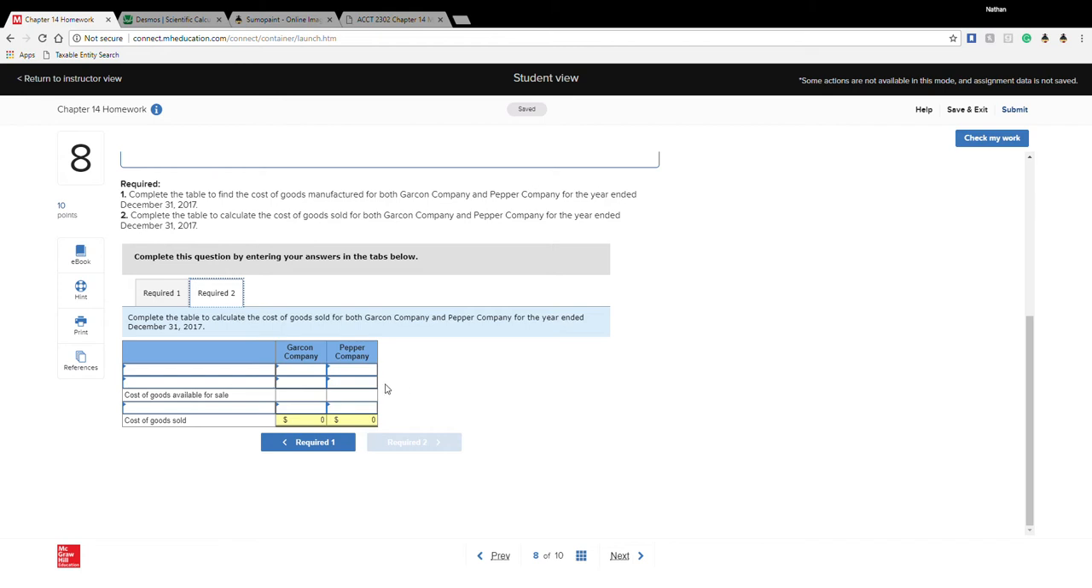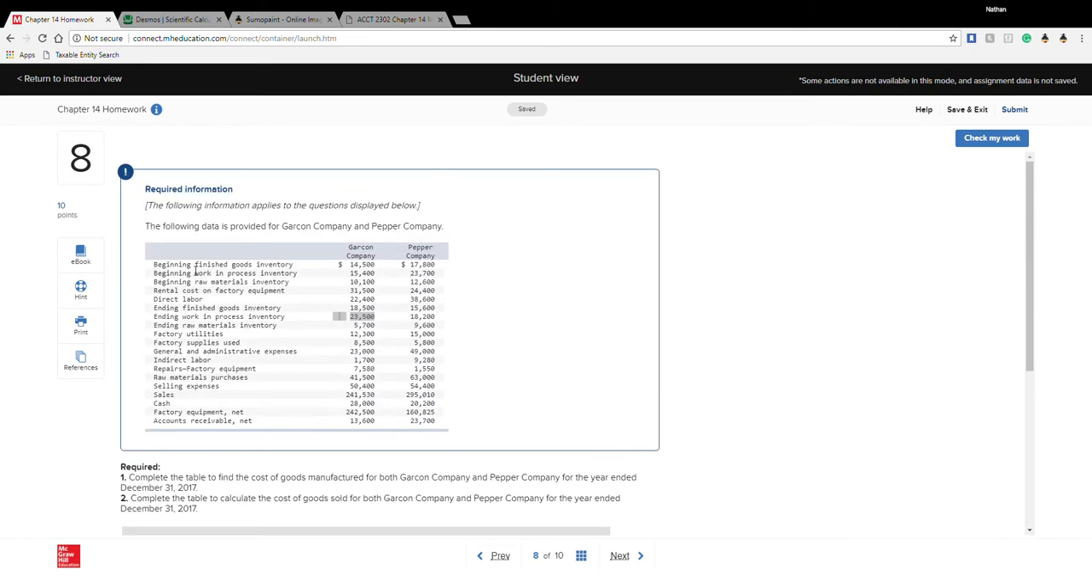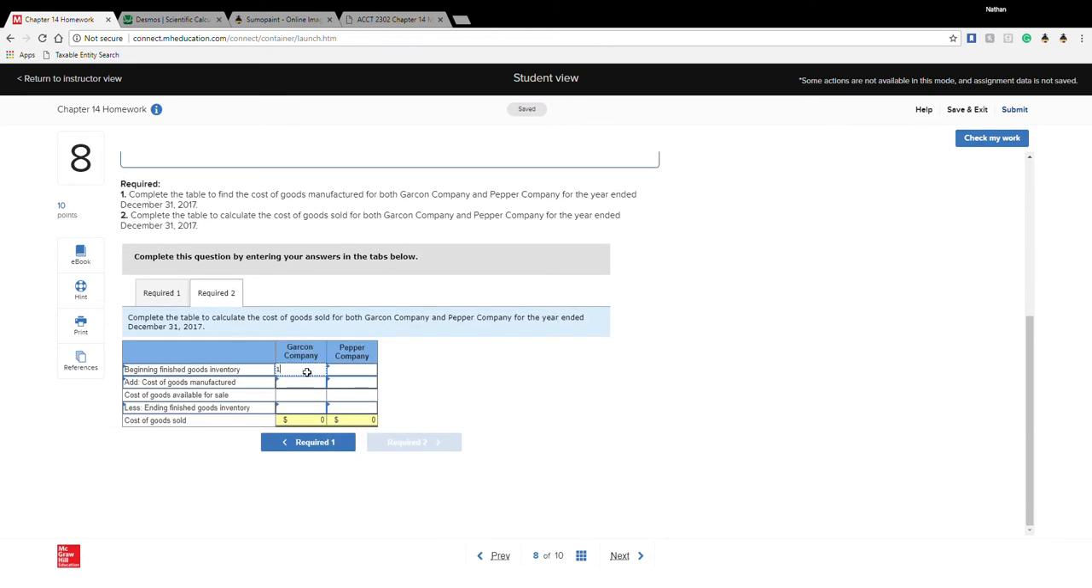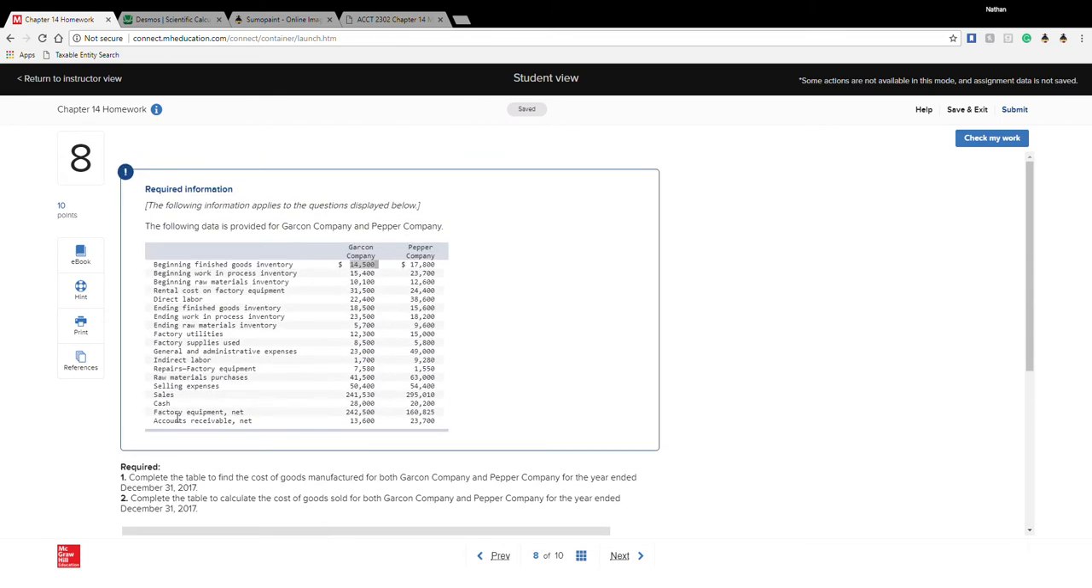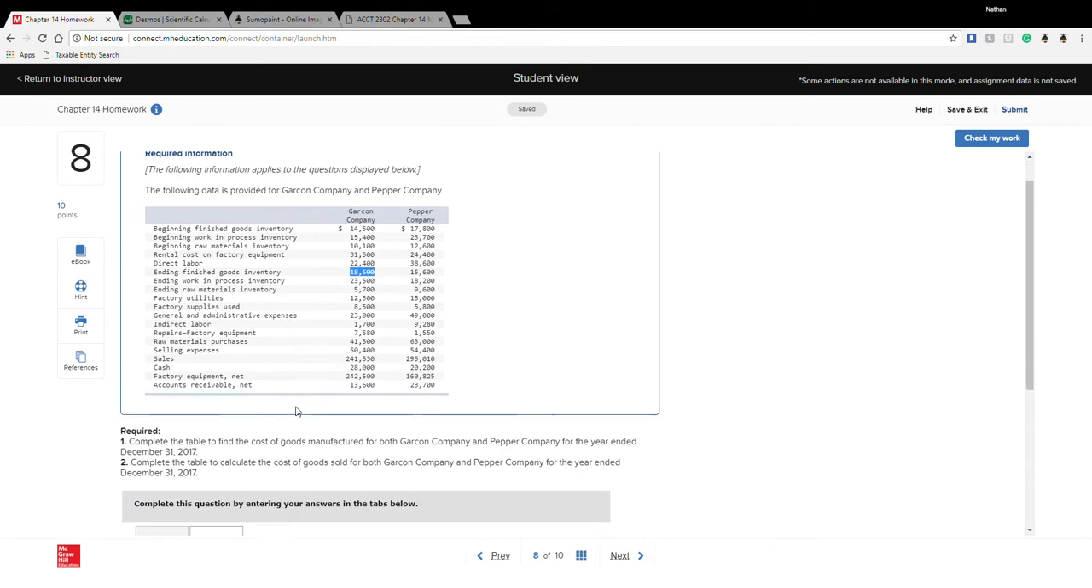So we go to required 2, which has us do cost of goods sold. So again, knowing from our previous, it's beginning, less, or add the cost of goods manufactured, and then subtract out our ending. So for Garcon, we find beginning is 14,500. We know our ending right here is finished goods inventory 18,500.